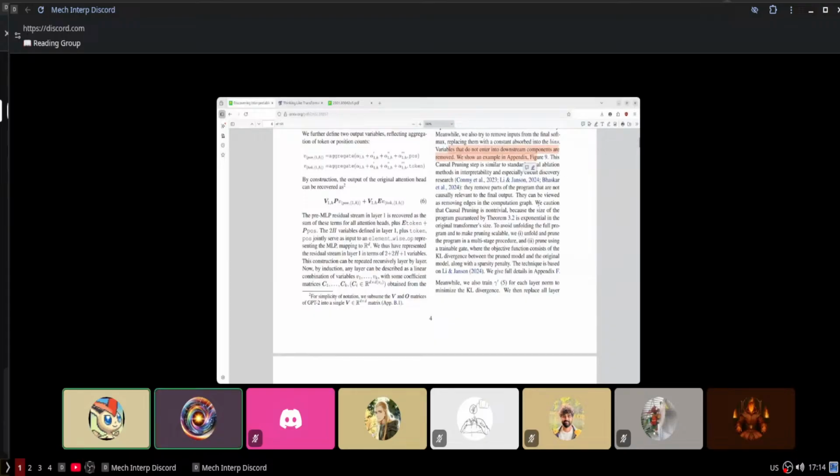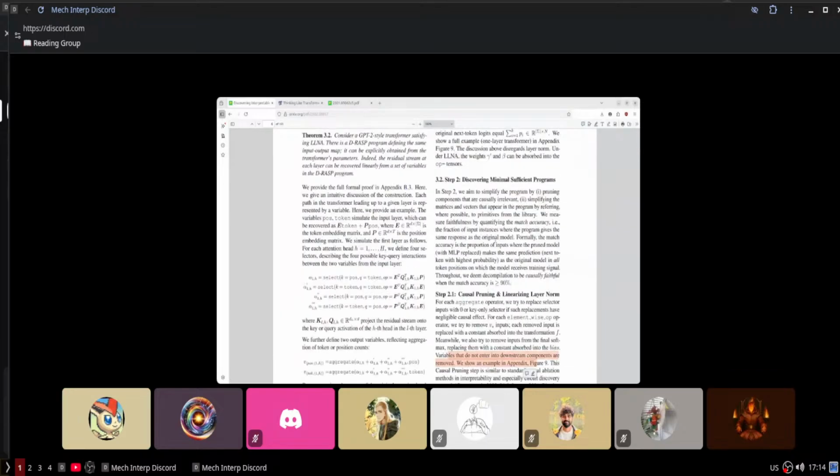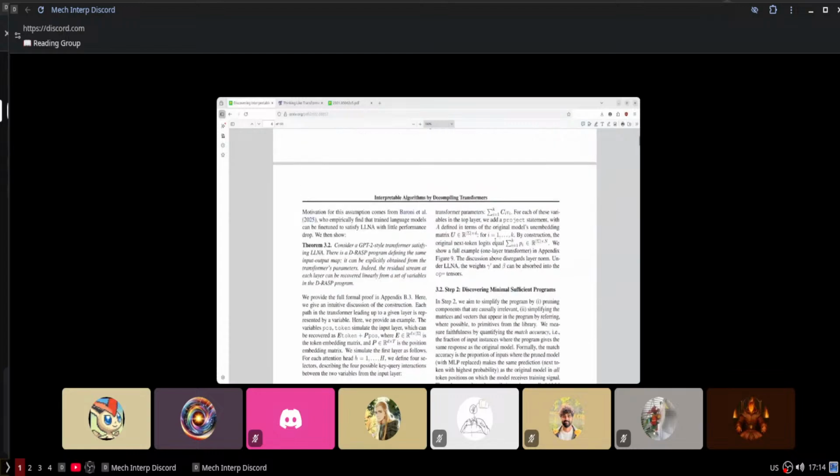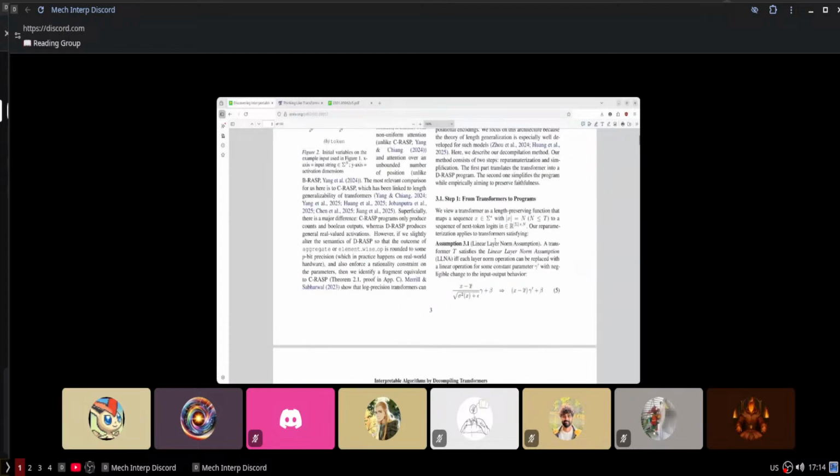The causal punishment trigger, because the size of the program guaranteed material is exponential in the original transformer size. Aha. Yeah, this is the thing. Wait, what was the theorem? 3 points.